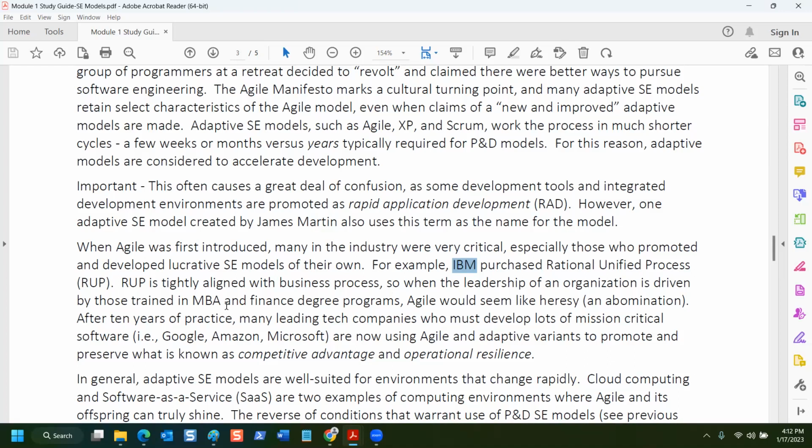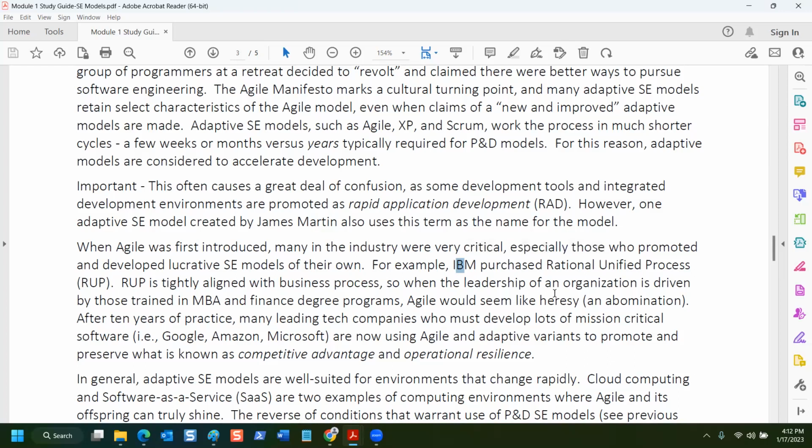Well, in this case, what they did was they purchased RUP, and they said, okay, we got to move fast. How do we get on the train so they don't leave us behind? They bought RUP. So RUP was tightly aligned with business process, which is why IBM liked it, because what? Business is part of their name.